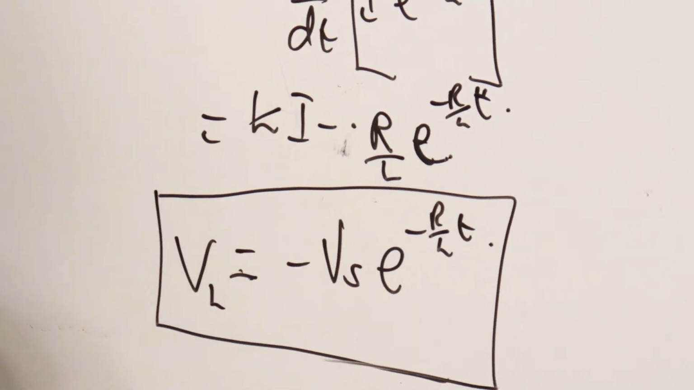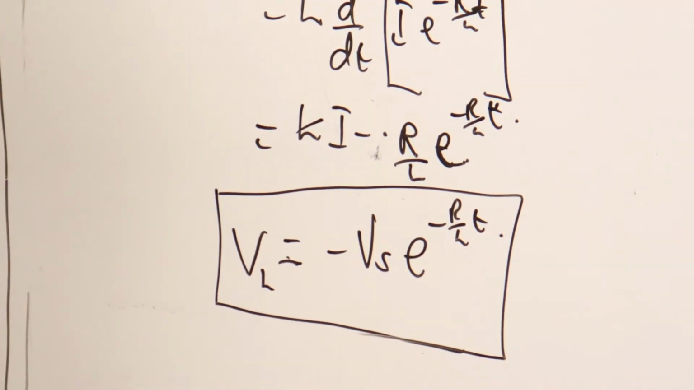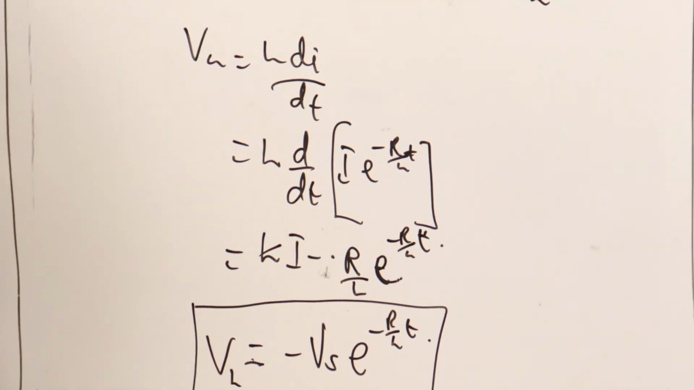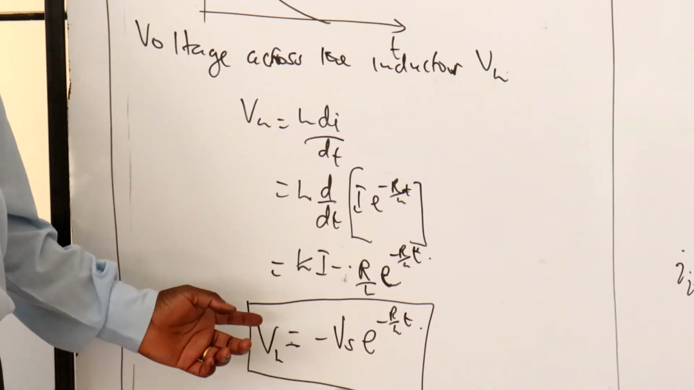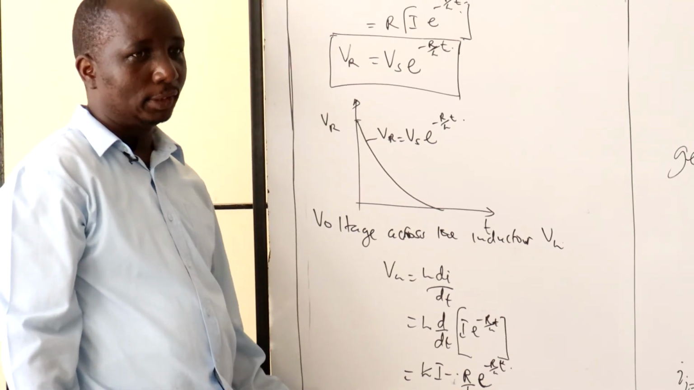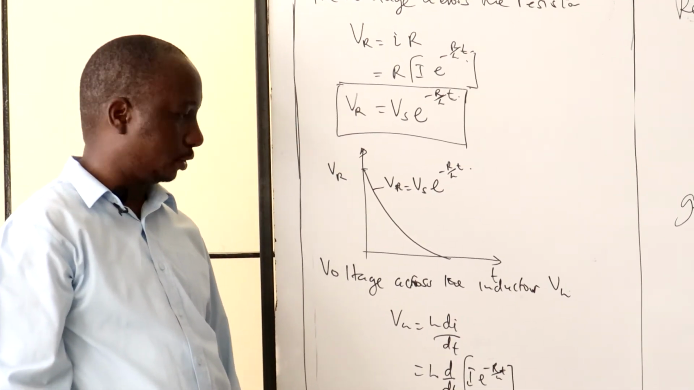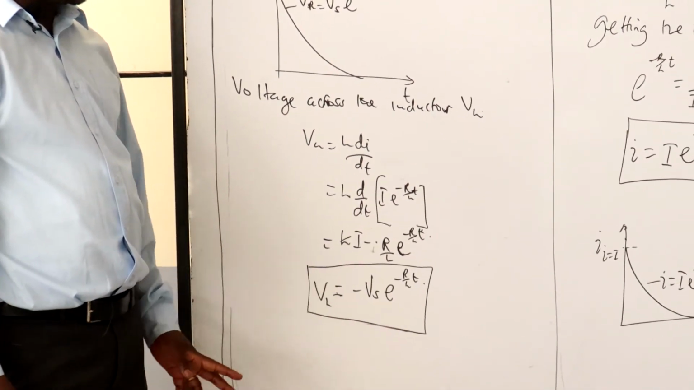So we are seeing that there's a minus sign, and that minus sign comes as a result of Lenz's law, because it tends to oppose the source of the flux. The voltage in the inductor tends to oppose the source of the flux, which is the supply voltage. So that's what we sketched for that one.